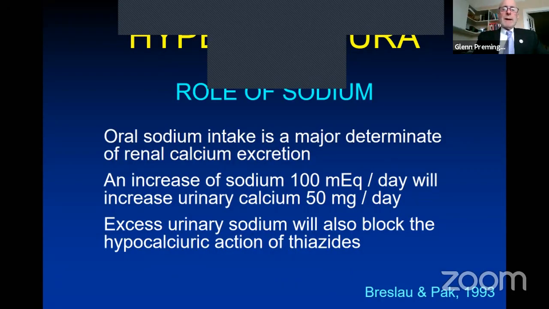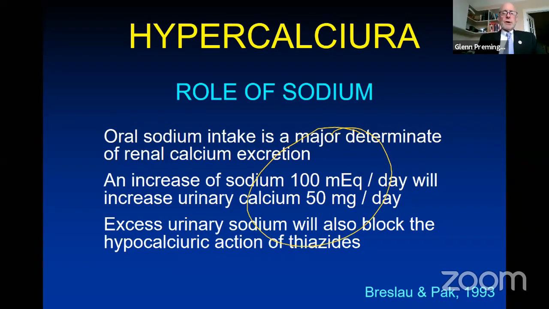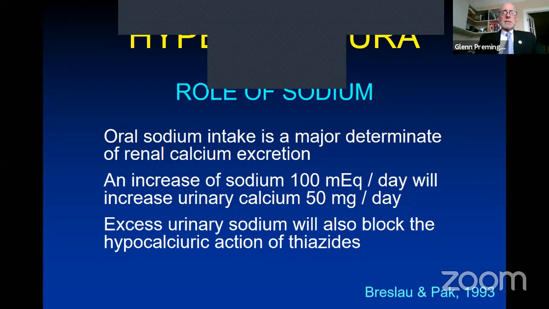So it's important to remember that sodium in the diet and subsequently increased sodium levels in the urine have a major impact on calcium stone formation, because oral sodium intake is a major determinant of renal calcium excretion. If you increase the sodium in the urine by 100 milliequivalents per day, you will also increase the urinary calcium by 50 milligrams per day. It's also important to remember that excessive urinary sodium will block the hypocalciuric action of thiazide diuretics.